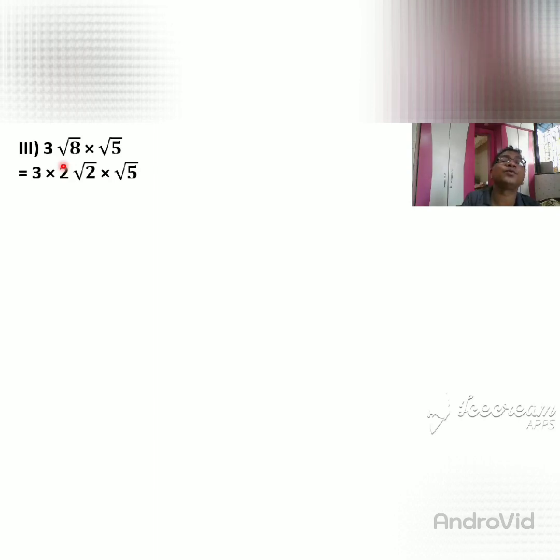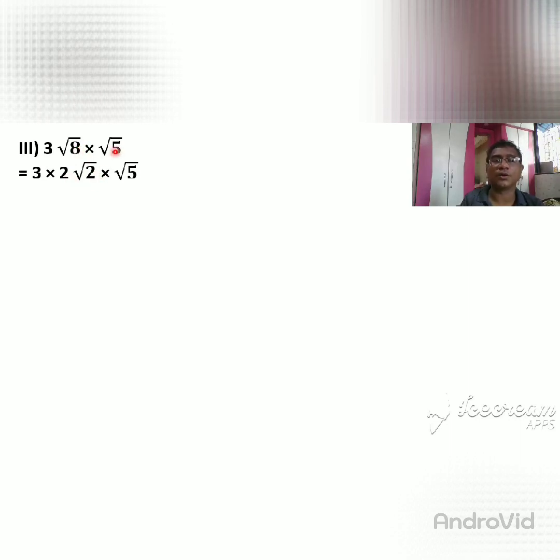Then another problem. 3 root 8 into root 5. So here root 8 can be factorized as 4 times 2 is 8. So the square root of 4 is 2, taken here. 8 can be factorized, 4 times 2 is 8. So I write 2 here. So 3 times 2 is 6. Here 2 remains. Do you understand how we get root 2 here? Because root 8 is factorized as 4 times 2 is 8. The square root of 4 is 2. So I write 2, and root 2 remains as it is.